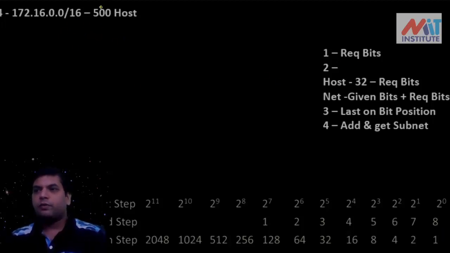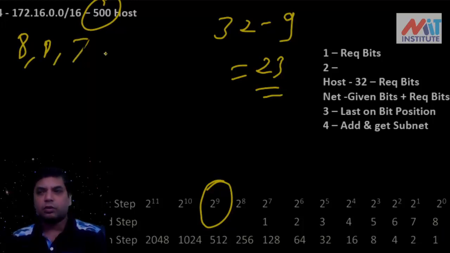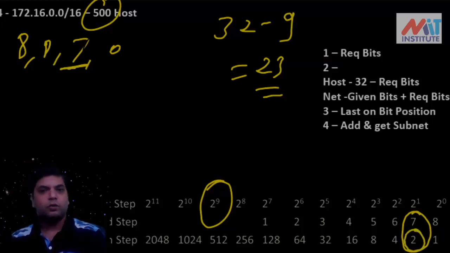The required bits for 500 hosts: for 500 hosts we require 9 bits. So 32 minus 9 will give us 23. With 23, first octet full, second octet full, and we have 7 bits on in the third octet, and the fourth octet is 0. With 7 bits on, our last on bit will be in the 7th position. So we need to add 2, but in the third octet, because our last on bit is in the third octet.